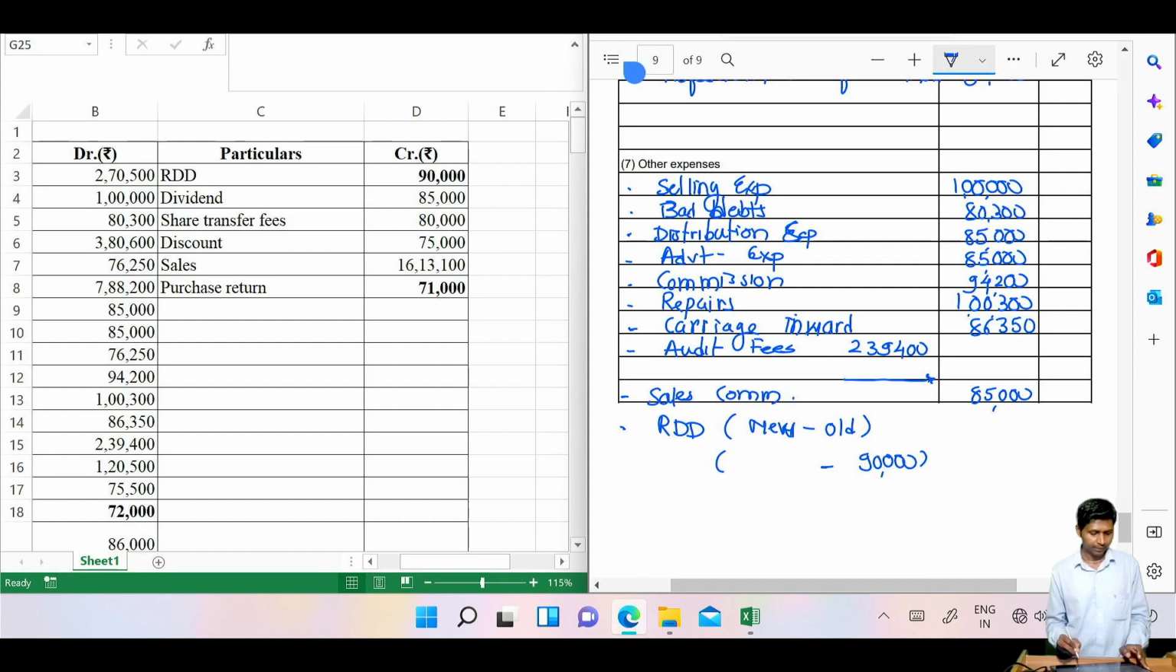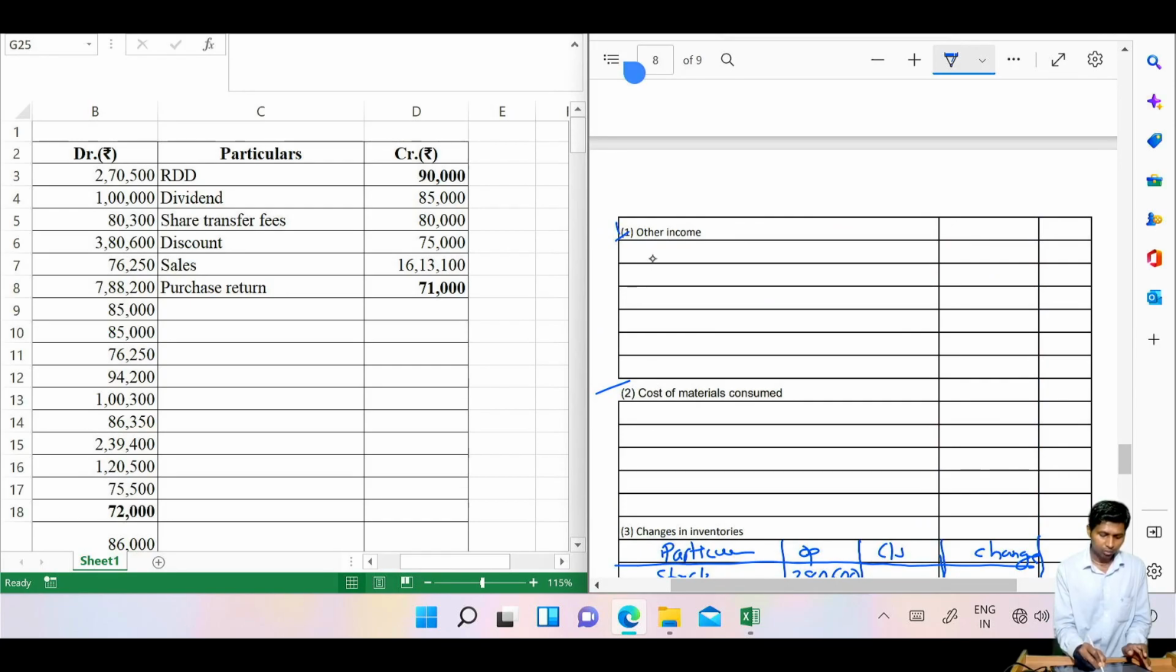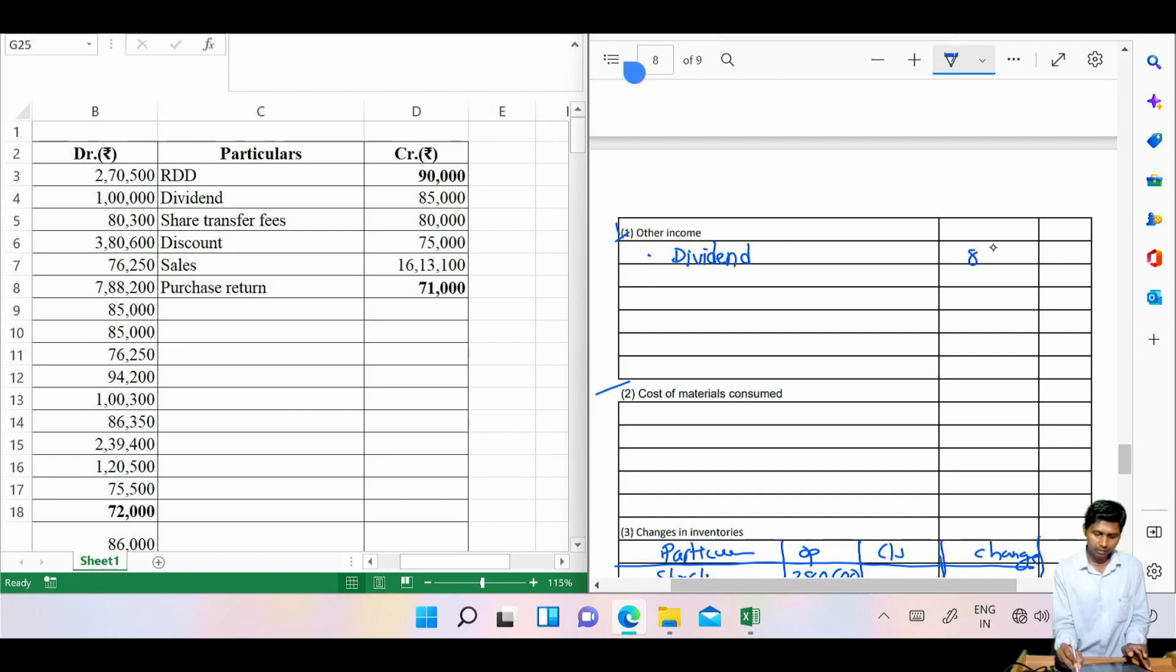Okay. Then after this, dear students, we have dividend. Dividend of rupees 85,000. Other than sales and exceptional item, we write everything on the credit side in the other income category. That rule you know. From that rule only, dividend goes here. Dividend 85,000. Then after dividend, we have share transfer fee. No need to think at all.